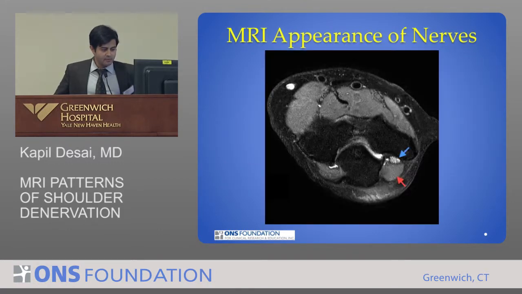Another example, MRI of the elbow. Here's the ulnar nerve traveling in the cubital tunnel. Nice little dark little dot. On a fluid-sensitive sequence, the nerve's a little bright. Is this abnormal? Hard to tell. Really, the literature is really lacking on this.